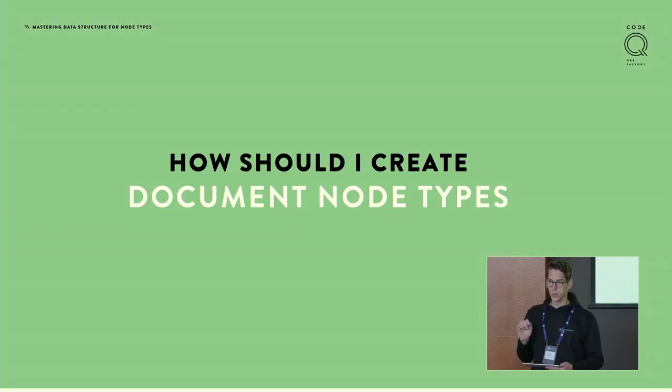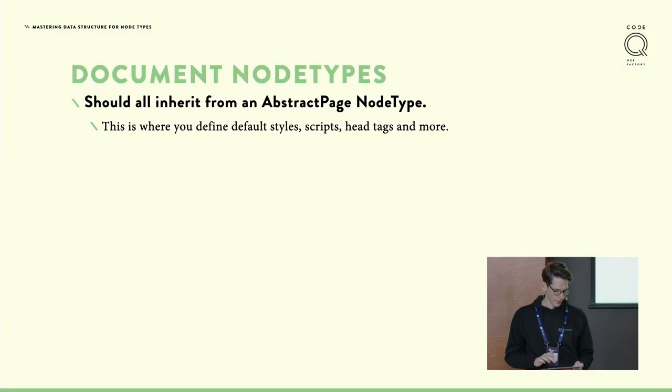All right, so let's go into it. Let's start with the simple ones. Why do you want to have a document node type? The easy first answer is you want to have a site which is available under a specific URL. That's the most obvious case where you want to have that. I would recommend every time you make a new project, make an abstract page and put all your generalized logic in there. So the definitions for the styles, for the scripts, some head tags. Put all of that in an abstract node type.